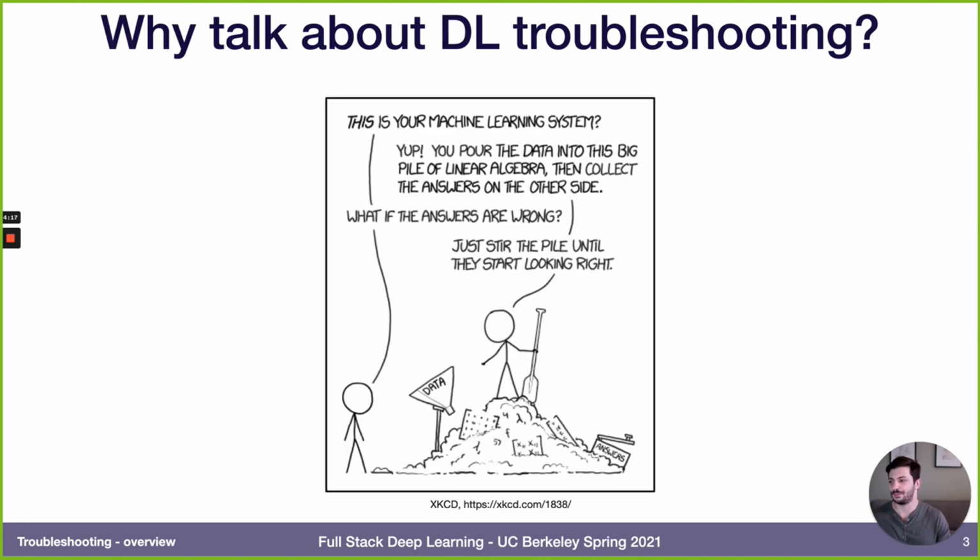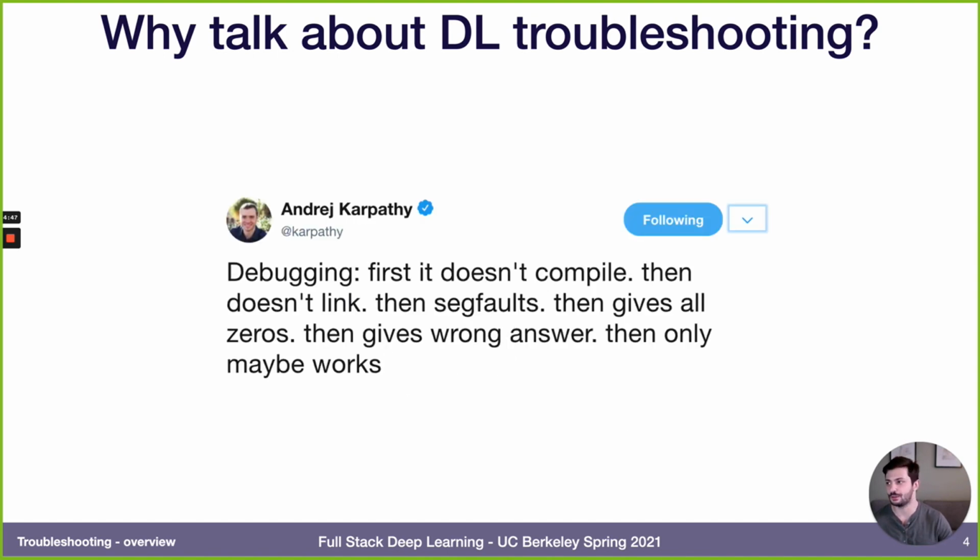I think this XKCD comic captures what it feels like a lot of times to actually build a machine learning system. You're pouring a big pile of data into a pile and you're stirring it around and some answers come out the other side. And if the answers are wrong, then just keep stirring and maybe the answers will turn out better. And I think this captures what it feels like a lot of times to iterate on machine learning systems. I also like this tweet from Andrej, which says first it doesn't even compile and then it doesn't link, then it seg faults and then it gives the wrong answer. And then only after all that, then maybe it actually works.